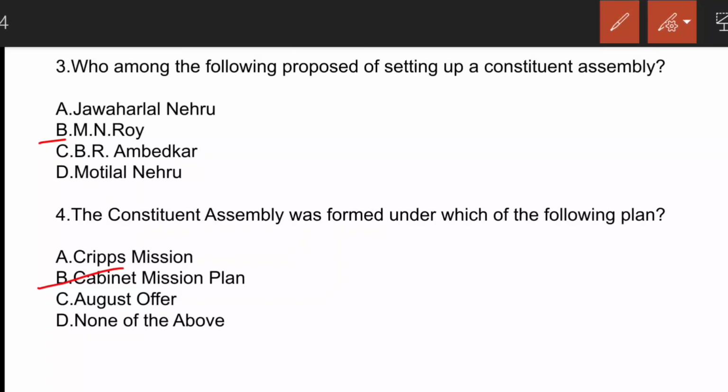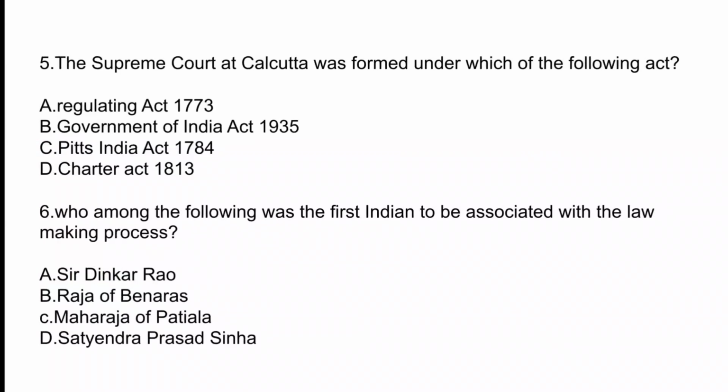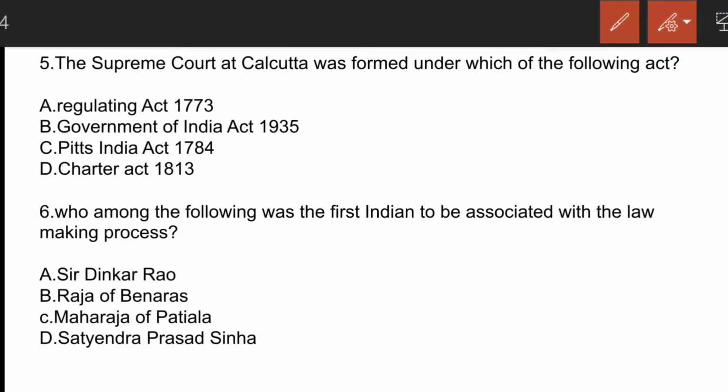Moving on to the next slide. The Supreme Court at Calcutta was formed under which of the following acts? The correct answer here is option A, that is Regulating Act of 1773. The Supreme Court consisted of 1 Chief Justice and 3 other judges.